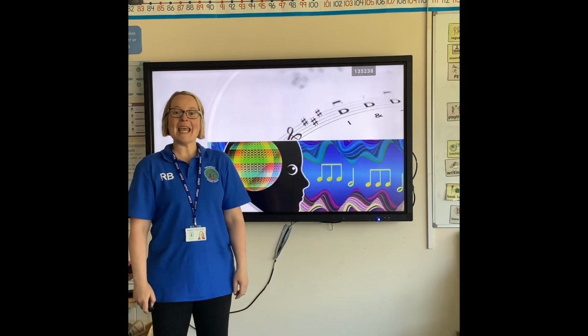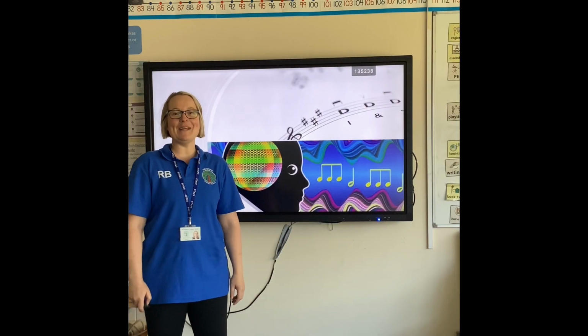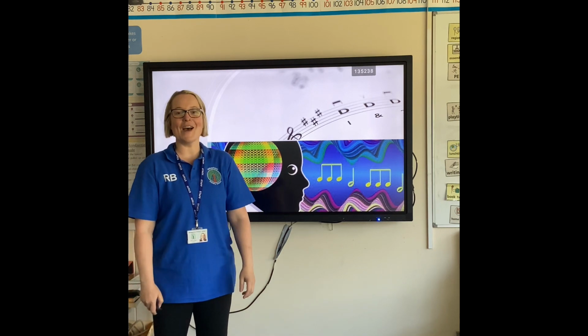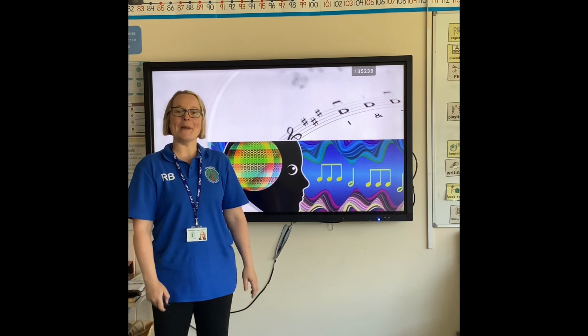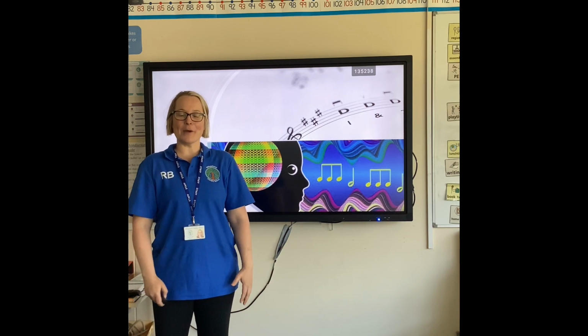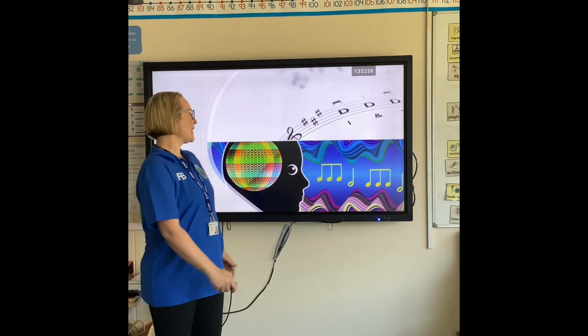And in music this half term, we will be looking at soundscapes and tying all of our learning together. Children will be producing their soundscapes to go behind their script writing to go with their pop-up books.